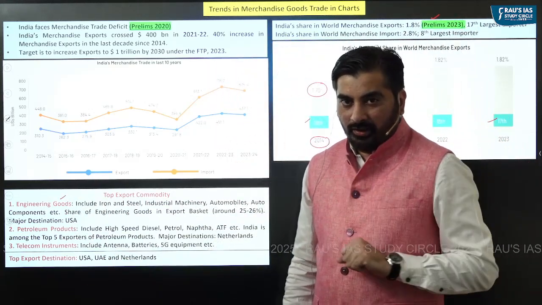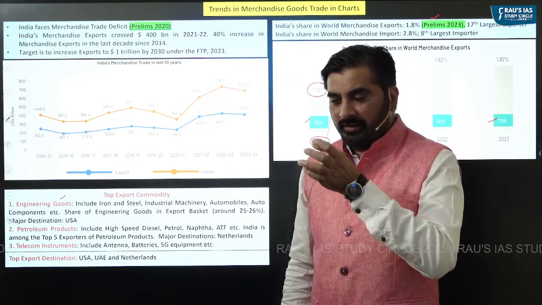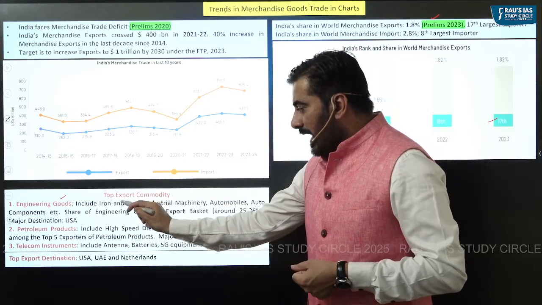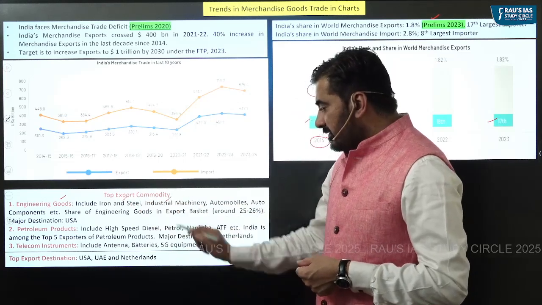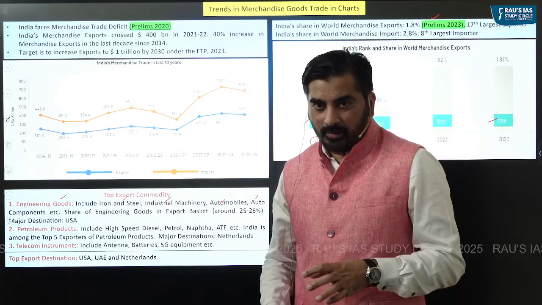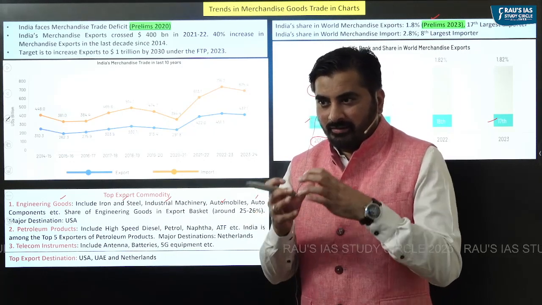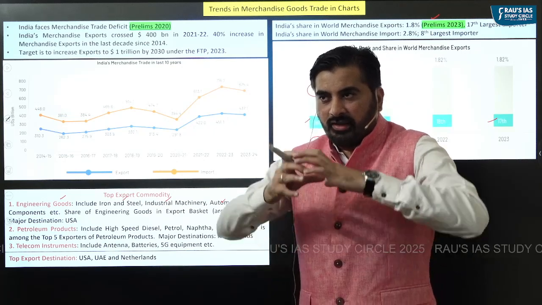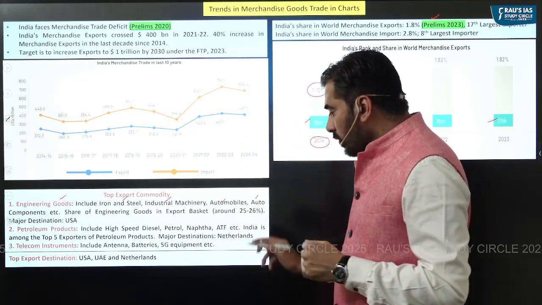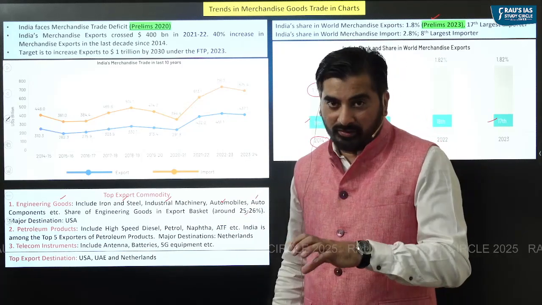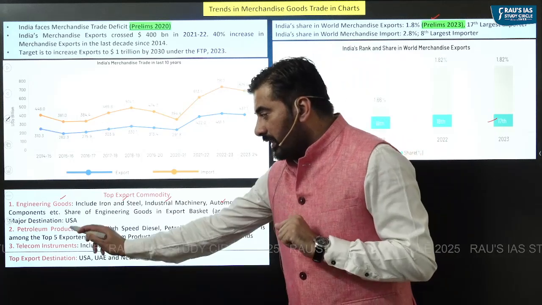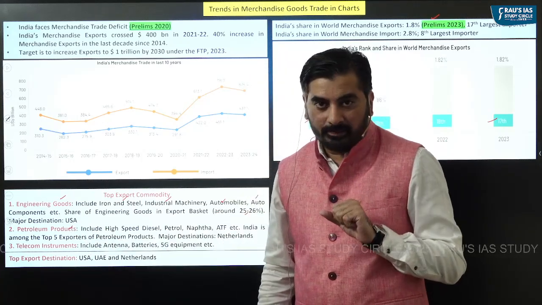What are engineering goods? Engineering goods include different products such as iron and steel, industrial machinery, automobiles, auto components, etc. And what is interesting is the share of engineering goods in our total export basket has increased to almost 25%. The second major export commodity is petroleum products.